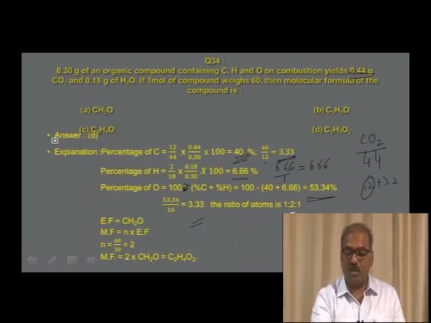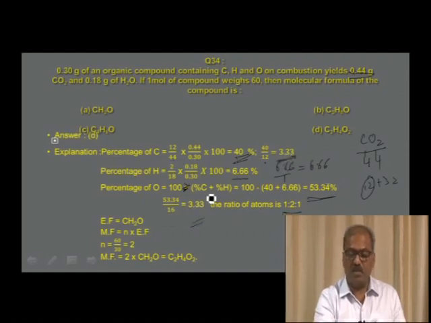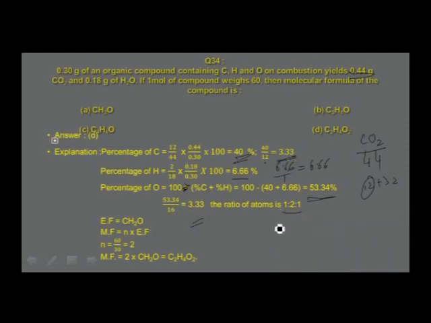Now, what is the ratio of atoms? How do I get 1:2:1? The least number in these three ratio of atoms, 3.33, 6.66 and 3.33 is 3.33. So ratio of atoms of carbon, hydrogen and oxygen, 3.33 by 3.33 is to 6.66 by 3.33 is to 3.33 divided by 3.33. So this is 1:2:1. So that is how you get this ratio of atoms as C1H2O1 or CH2O. So that will be the empirical formula.